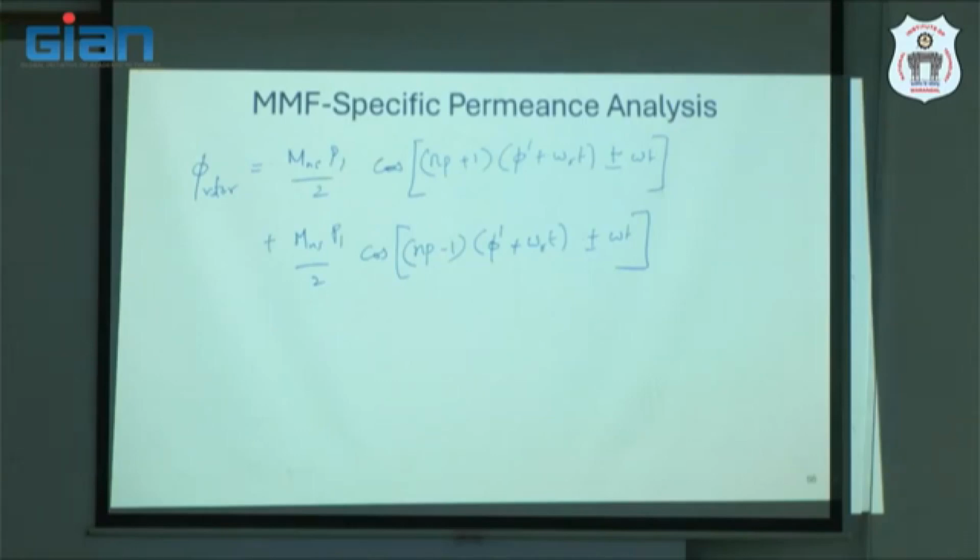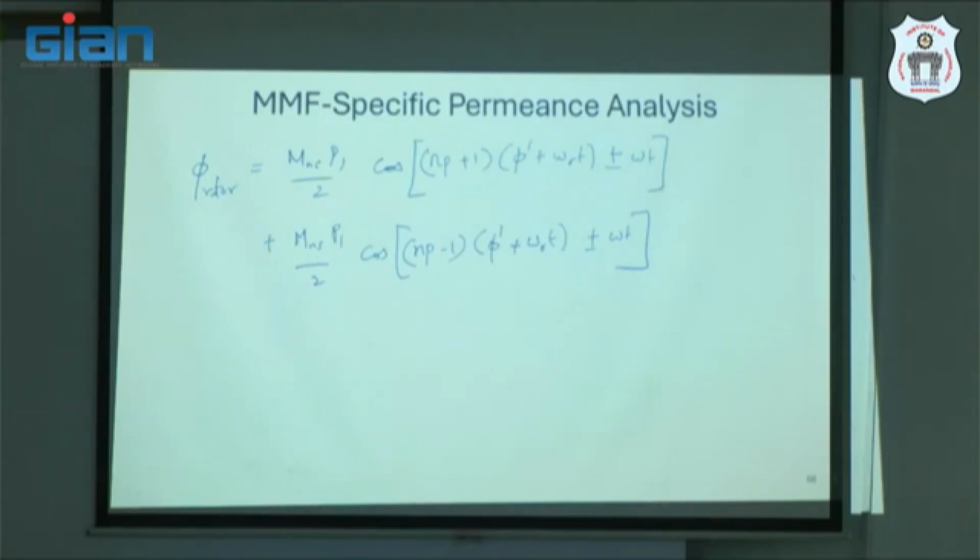Any questions at this point? We haven't done anything extraordinary. We are just multiplying one component of the permeance function with the MMF. We are expressing it mathematically. So this flux density will interact with the rotor conductors and will induce current in the rotor bar. Once current flows in the rotor bar, there is a rotor MMF. That rotor MMF will again interact with the air gap flux density, right?